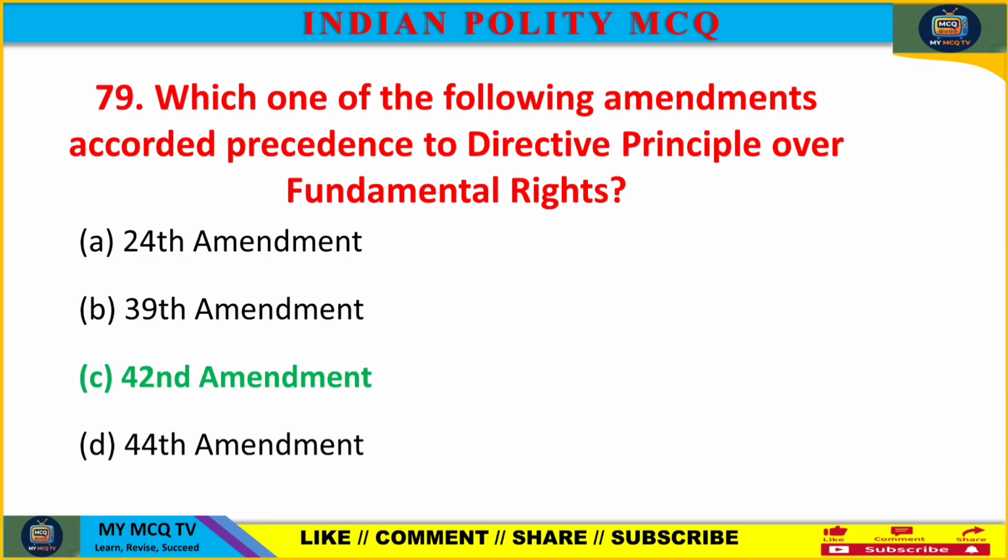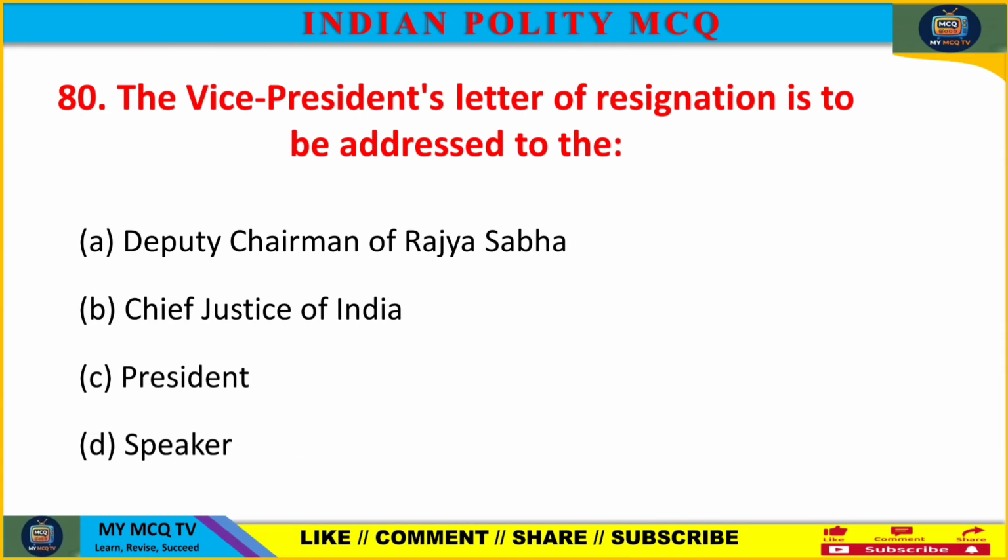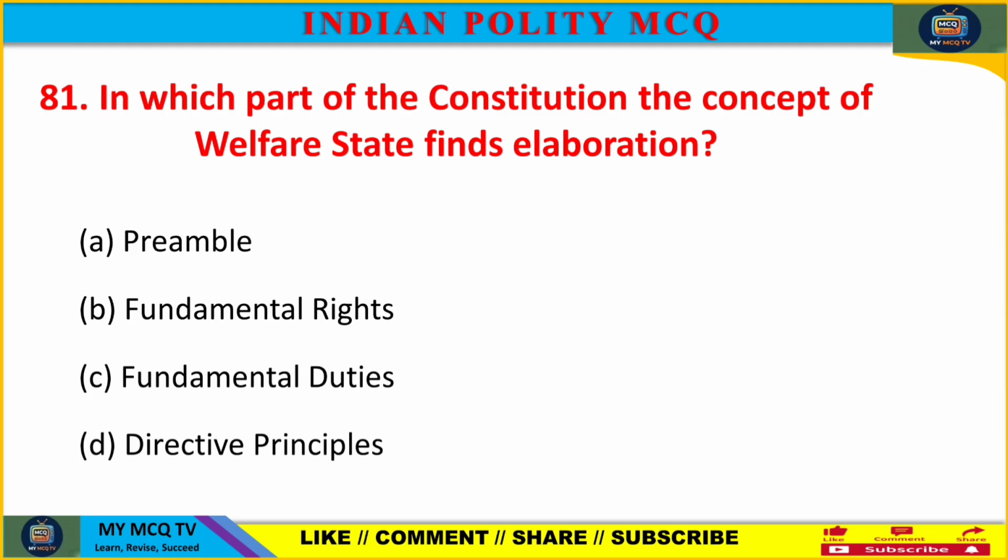Which one of the following amendments accorded precedence to directive principle over fundamental rights? Correct answer. C. 42nd Amendment. The Vice President's letter of resignation is to be addressed to the. Correct answer. C. President. In which part of the Constitution the concept of welfare state finds elaboration? Correct answer. D. Directive principles.